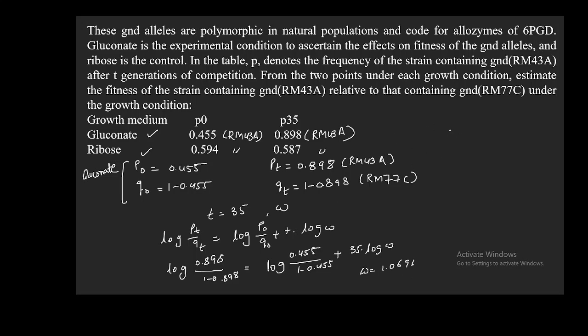And in the ribose media, what happened? Let's do it for the ribose media. This was in the gluconate, and then you do it for the ribose media. And now you are comparing the RM43A with the RM77C allele. So one bacterial cell will have the RM43A genotype, and the other bacterial cell will have the RM77 genotype. And you want to see which bacterial cell is more fit if you are growing the bacterial cell in the presence of gluconate media. That's what your purpose is. Which genotype is more fit?